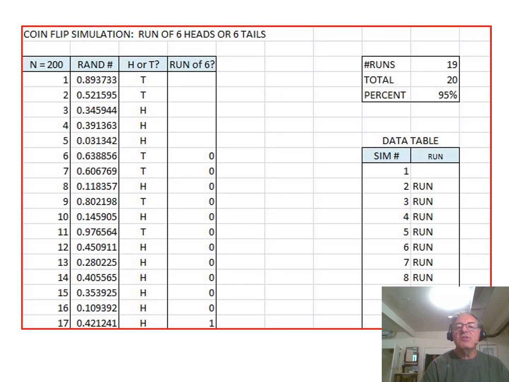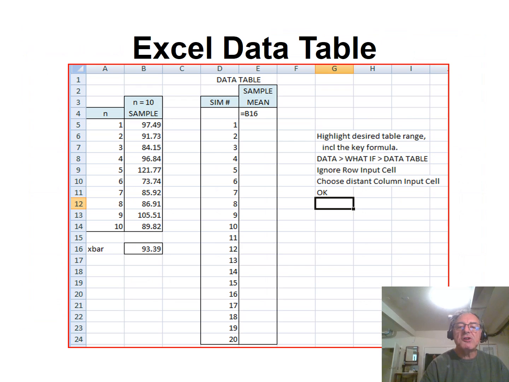But I discovered Excel gives you this thing called data table. So let's talk about this for a moment. This is a different problem than the coin simulation. Here I'm just sampling 10 numbers. I'm sampling from a normal distribution, I think. I'm doing this sampling over and over again. And in this problem, I was really only interested in the mean of a sample of 10. So this cell here is just the sum of these 10 numbers divided by 10.